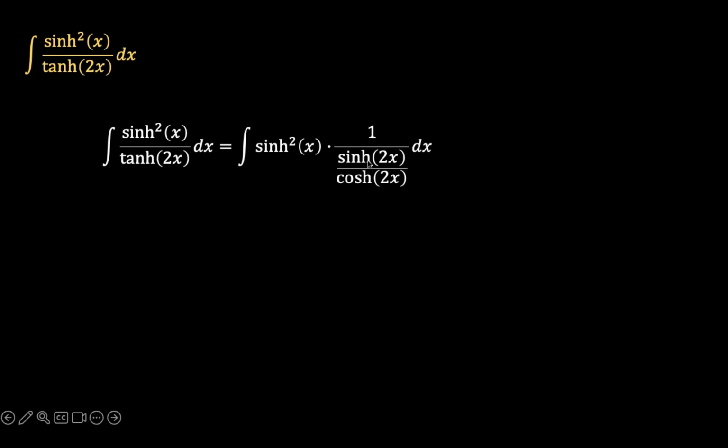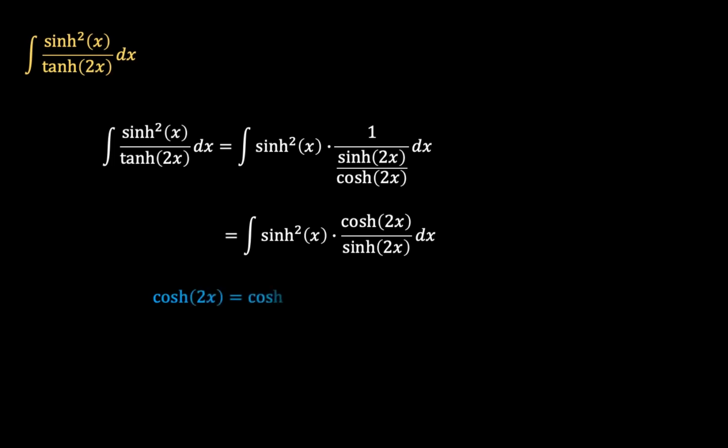hyperbolic tangent of 2x being equal to hyperbolic sine of 2x over hyperbolic cosine of 2x. So this now becomes hyperbolic sine squared of x times hyperbolic cosine 2x over hyperbolic sine of 2x. Now, a few identities that we can use: hyperbolic cosine of 2x is the same as hyperbolic cosine squared of x plus hyperbolic sine squared of x. And then hyperbolic sine 2x is the same as 2 hyperbolic sine x hyperbolic cosine x.